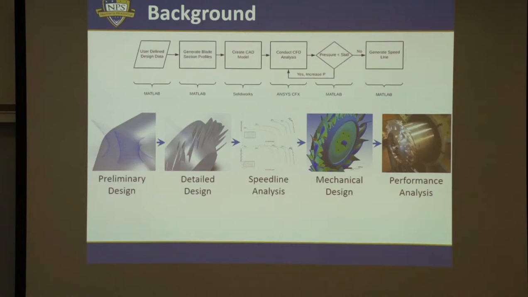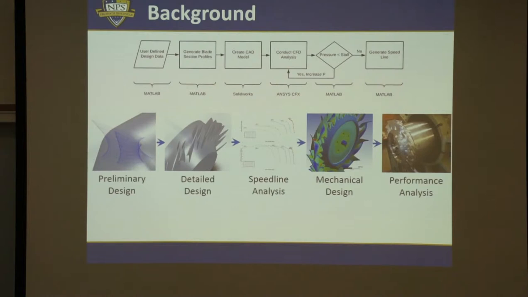You can see the blade sections being lofted up in the preliminary design. In the detailed design, those are added to the hub where we would conduct CFD. We then analyze the speed line and then the mechanics of the compressor, and then we were able to produce an actual compressor to run in the test rig.